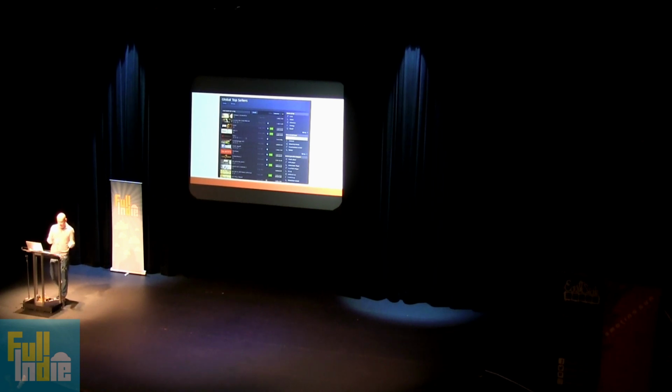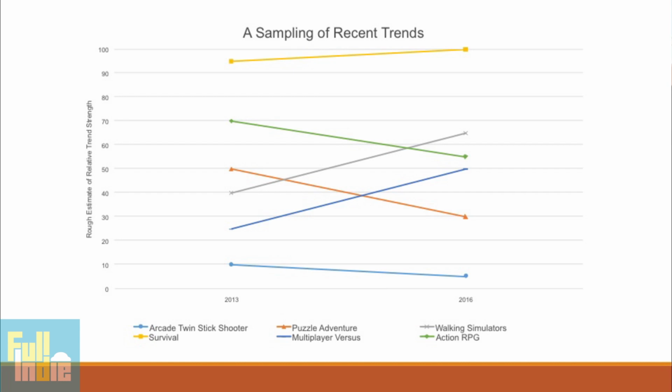And if you then see that all games in that genre are selling more poorly than predecessors, you've likely identified a change in trend. So here are just a few specific trends that I've identified during the last year or two of watching the charts. Puzzle adventure games are trending down, while walking simulators are trending up.